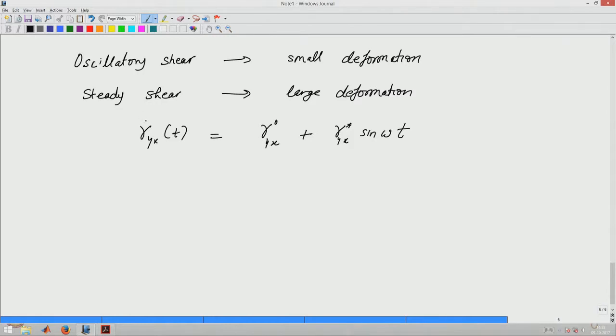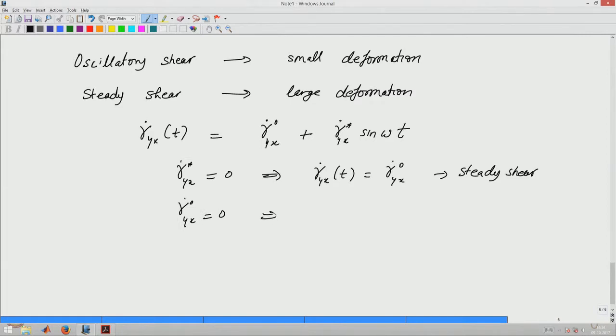And let me put this in terms of strain rate. So, if let us say this gamma dot naught yx star is 0, then what do we have? Steady shear. So, if gamma dot star yx is 0, then gamma dot yx is nothing but gamma dot naught yx, which is steady shear. And if we have gamma dot naught yx as 0, then we have an oscillatory shear, right, which is oscillatory shear.